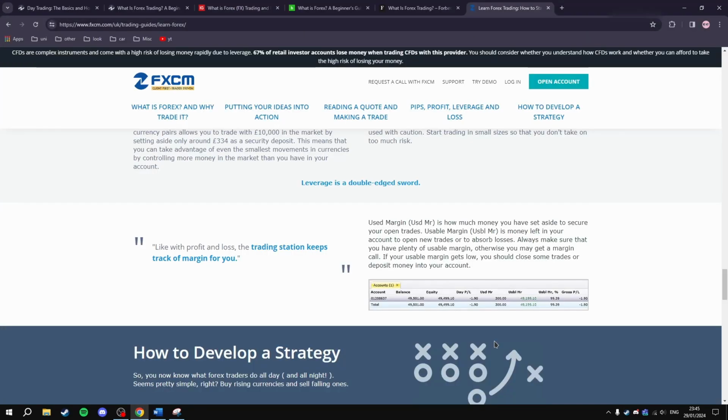losses. Always make sure that you have plenty of usable margin, otherwise you may get a margin call. If your usable margin gets low, you should close some trades or deposit money into your account.